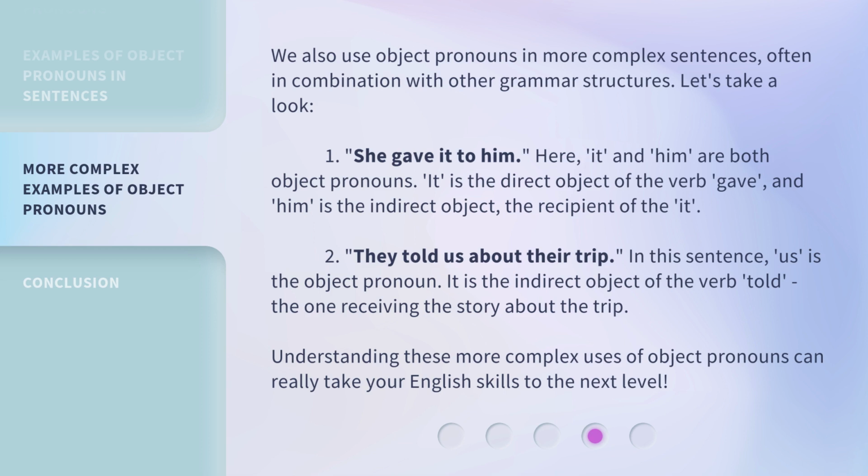2. They told us about their trip. In this sentence, us is the object pronoun. It is the indirect object of the verb told, the one receiving the story about the trip. Understanding these more complex uses of object pronouns can really take your English skills to the next level.